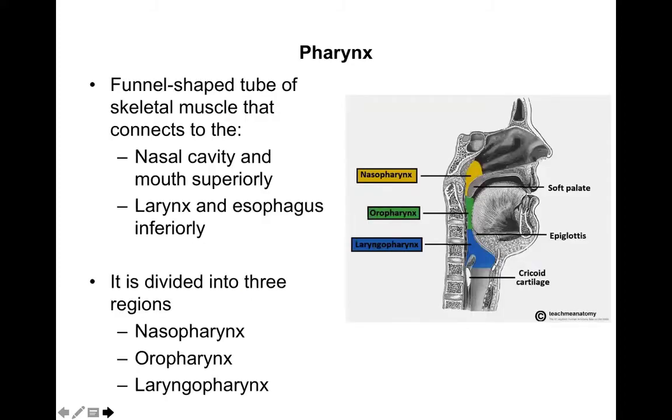So as I was saying, this is the nasopharynx, which comes straight from the nose. The oropharynx, they join together to form the laryngopharynx, and then it goes into the trachea, and there's a lid in here, which is known as the epiglottis.